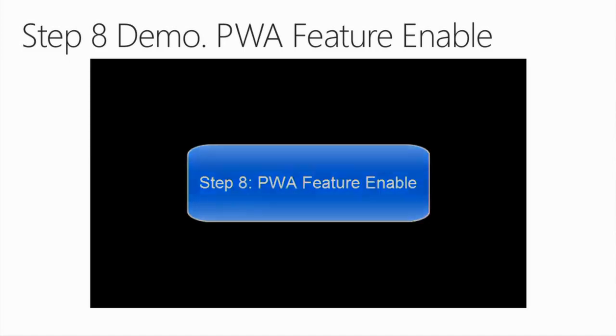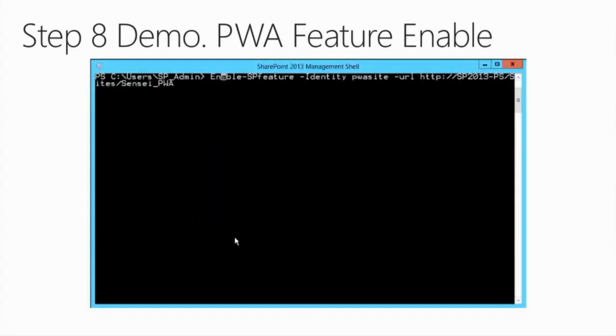This is what it looks like. Enable-SPFeature, identity, which is always the same, PWA site, and then your URL. It's right there, SharePoint 2013 PS, sites, Sensei, PWA. Hit enter in there, and it returns just like that. It doesn't give you any confirmation that it's successfully executed. You'll know when you're in your site and you're looking at site features whether or not that executed the right way. But if it returns this way, it didn't have any issues. If it has problems, it'll let you know it has problems.